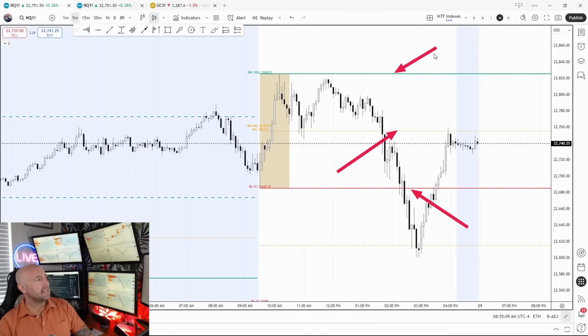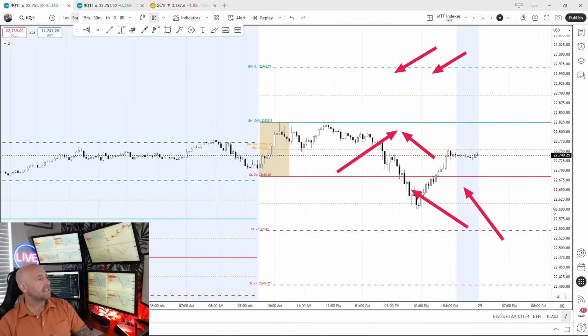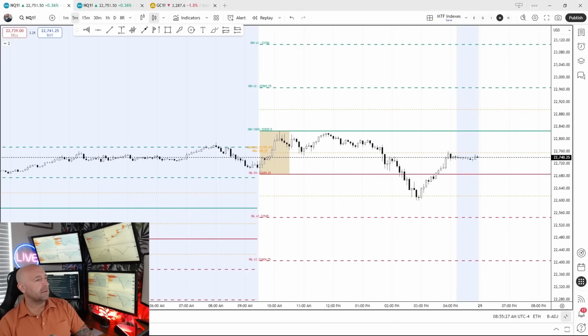You can consider the initial balance high to be the value area high. If you understand VWAP Wave, the midpoint is going to be our point of control, and the IB low is our value area low. Then we have these extensions. Let's go over these extensions a little bit. This is a 50% extension, this is a 100% extension, and this is a 200% extension.